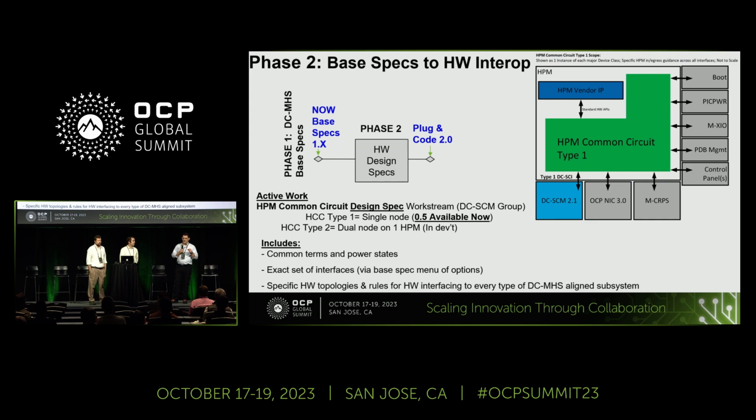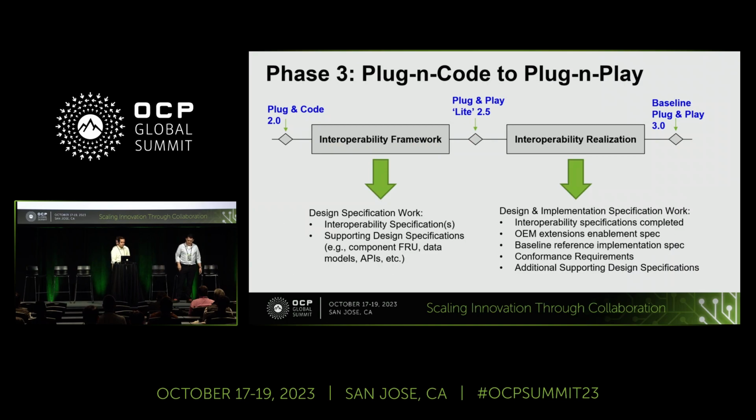Now, pending getting it to a 1.0, which includes more electrical details like capacitive load, pull-up resistor values, things like that, more in the electrical domain, you can go about being able to have that true hardware interoperability. We've defined specific hardware topologies, rules for the interfacing, the exact set of interfaces, and then the common terms and the power states as you would progress through boot sequences and things of that nature. And now Phil will talk more about, once you have that hardware interop, how we get further into the plug-and-play domain.